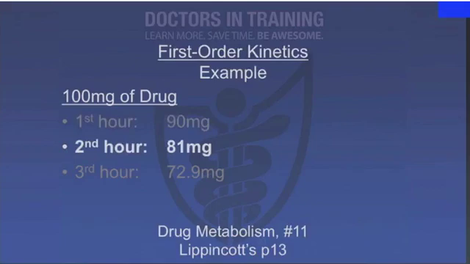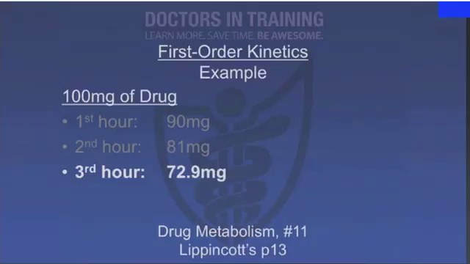So that's only 9 milligrams. So 90 minus 9 is 81. And that's what's left after the second hour, 81 milligrams. And after 3 hours, you're going to metabolize another 8.1 milligrams, another 10% of that 81, and you're going to be left with 72.9 milligrams.